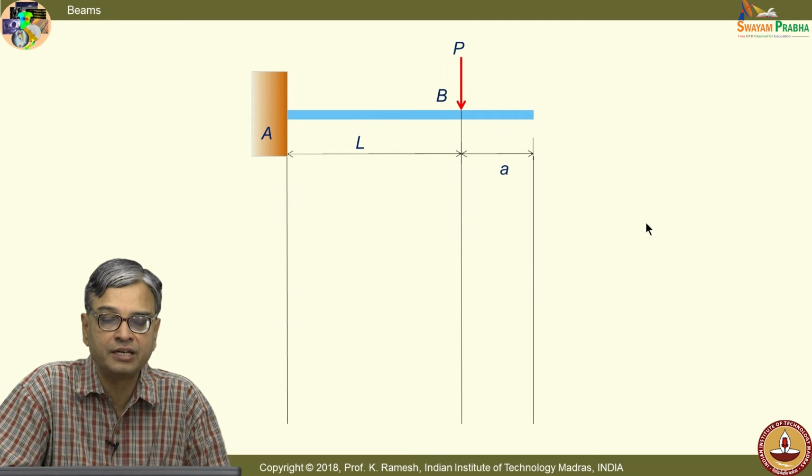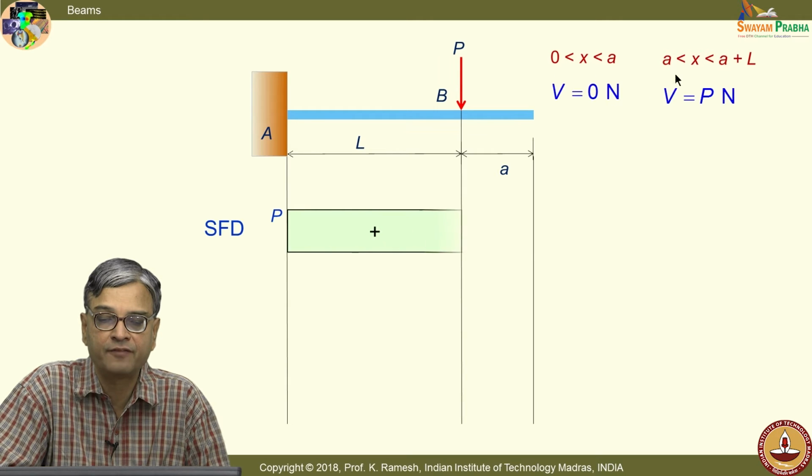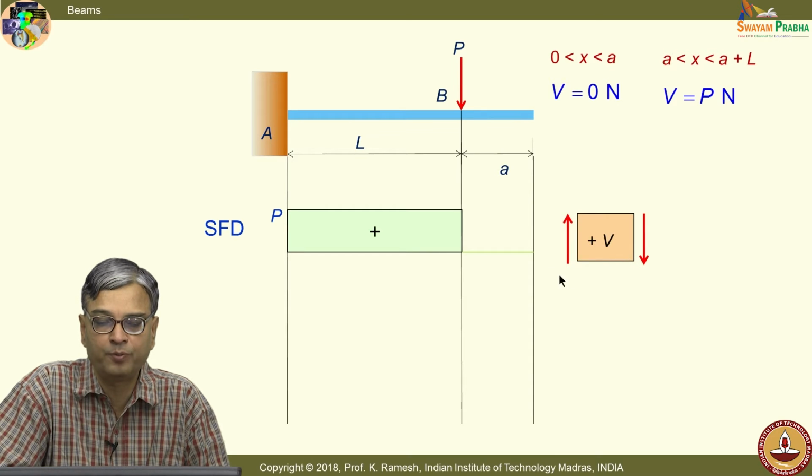I have the expressions that we have found out for these portions, for the portion 0 to A and from A to A plus L. So, my shear force diagram is 0 in this section and it is a constant value in the section between A and B. And I put the sign convention used.